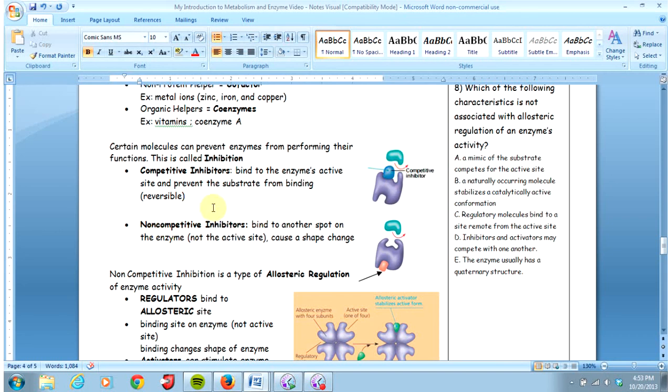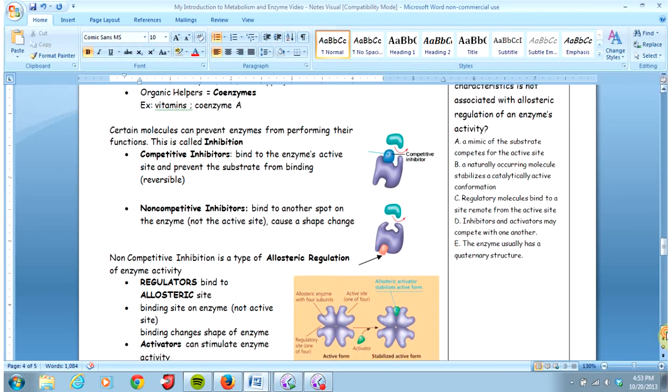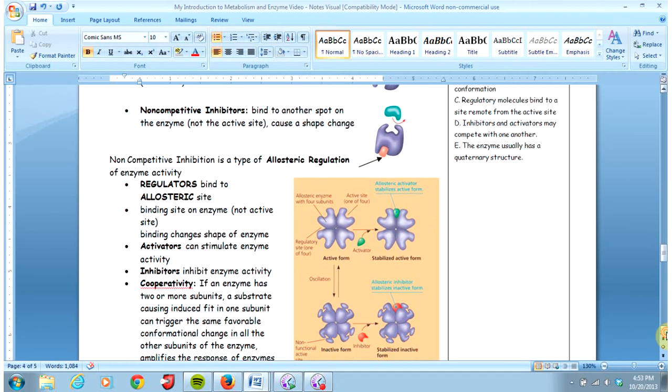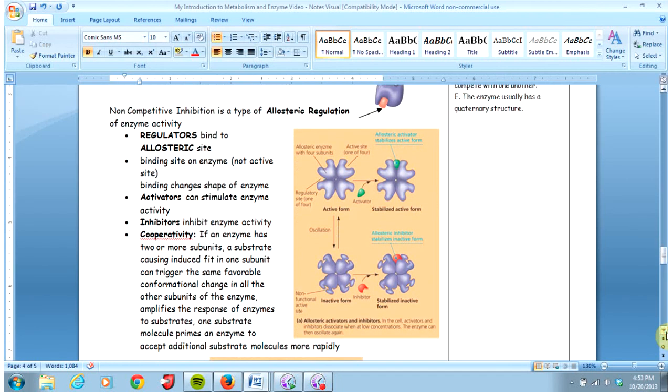A non-competitive inhibitor does not compete with the substrate for the active site. It doesn't enter the active site at all. Instead, it binds to a different region called the allosteric region, and it causes a shape change in the enzyme, which makes the active site change shape and makes it unable to bind the substrate. Non-competitive inhibition is a form of allosteric regulation.